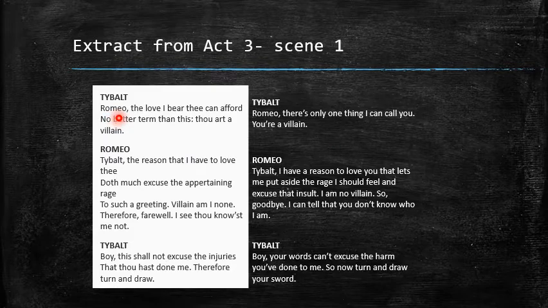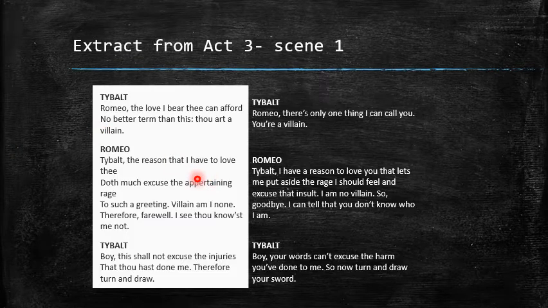So Tybalt says, Romeo, the love I bear thee can afford no better term than this. Thou art a villain. So what he's saying is, you are a villain. The modern version of that would be, Romeo, there's only one thing I can call you. You're a villain. And Romeo says, Tybalt, the reason that I have to love thee doth much excuse the appertaining rage to such a greeting. Villain am I none. Therefore farewell, I see thou knowest me not.